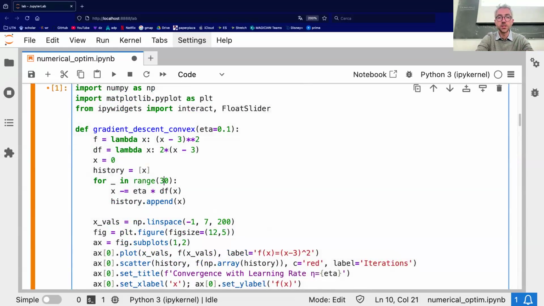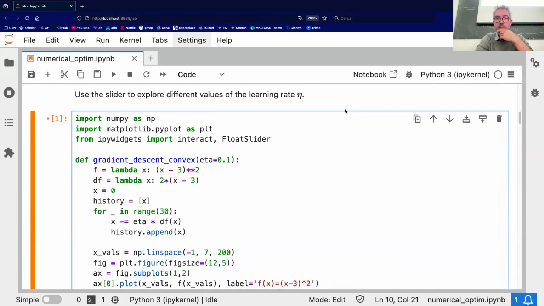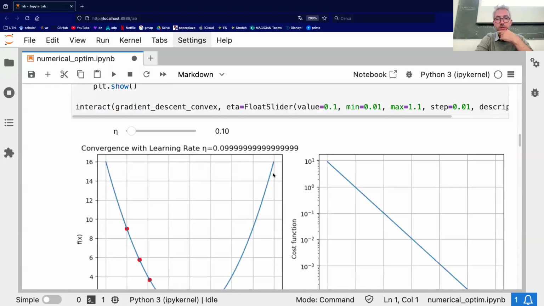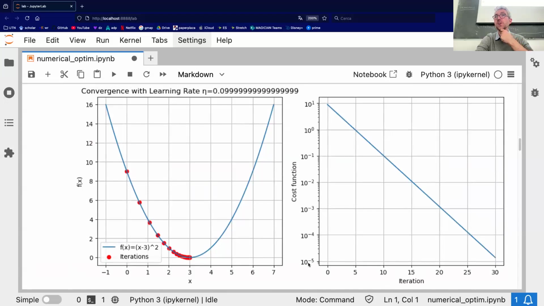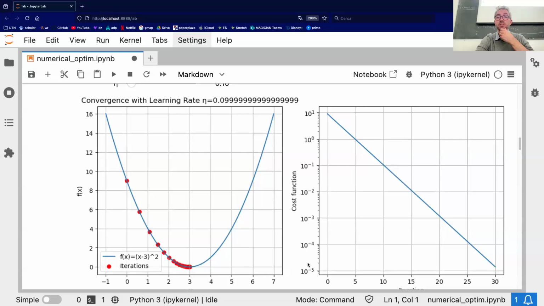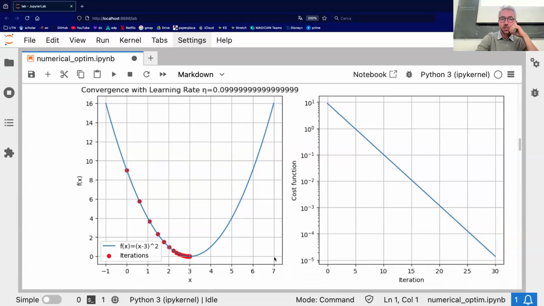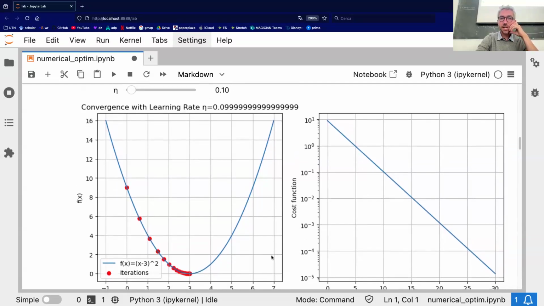So instead of doing 20, I can do 30 iterations, and I can rerun this. In 30 iterations, we are almost at 10 to the minus 5. That's quite accurate for robotics applications. I could have also been satisfied with 10 to the minus 3, to be honest. Of course, we had to get the learning rate tuned right.